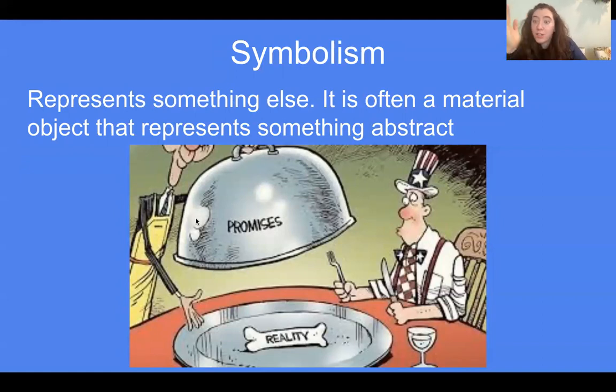Okay, exaggeration. But for symbolism, we have Obama delivering a meal, and under the little dome, I guess you could call it, that they cover the food with, it said promises. But when he lifted it up, reality wasn't very good. It's just a bone. So the promises dome is symbolizing what Obama in this case would have promised the country, that he would get done in office, whereas the reality is much smaller and more disappointing.